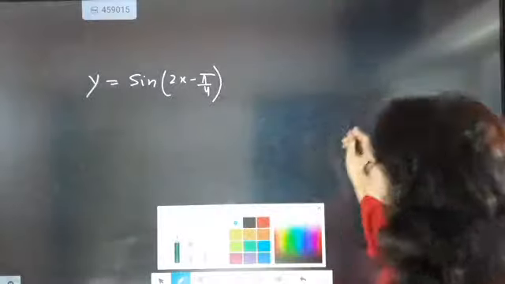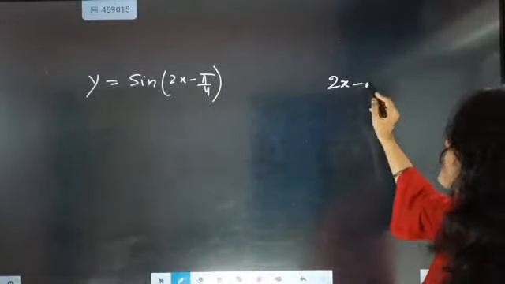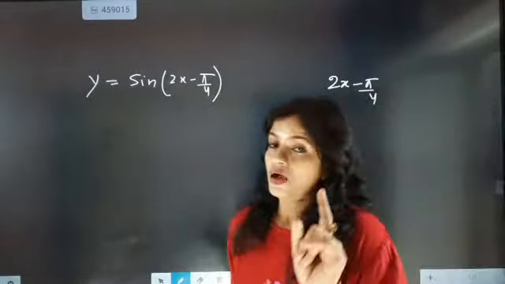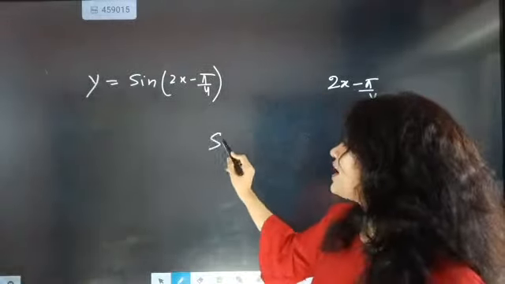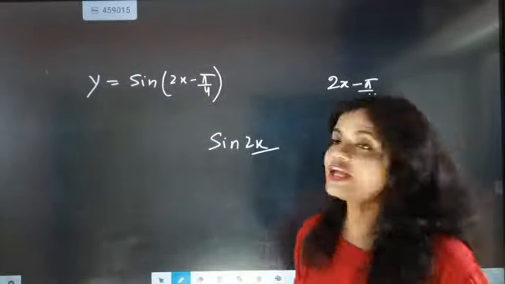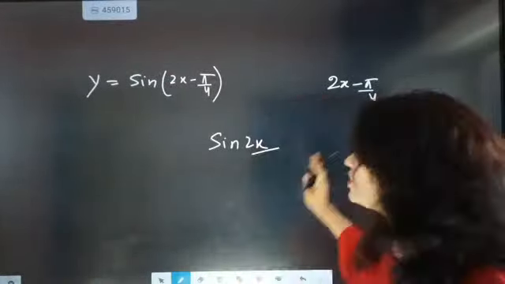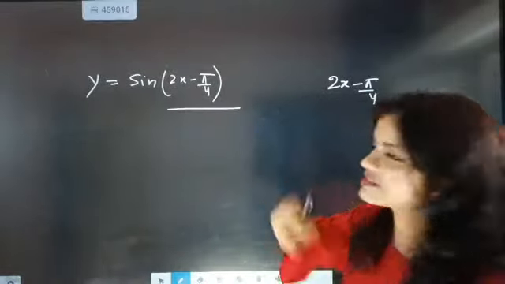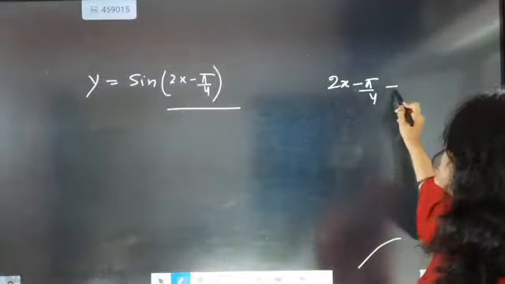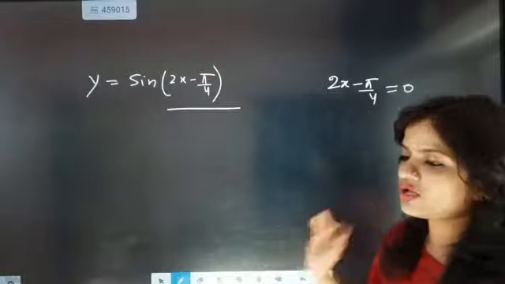If you are making it equal to 0, 2x minus pi by 4. See, I am telling you, when you are writing sine 2x, then don't make it equal to 0. But when you are writing an angle like this, then you make this angle equal to 0. Now come on, finally what are you getting?